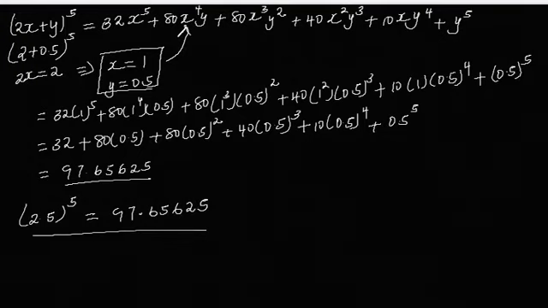So we've used Pascal's triangle to expand (2x + y)^5, and we've used that expansion to evaluate 2.5 to the power of 5.